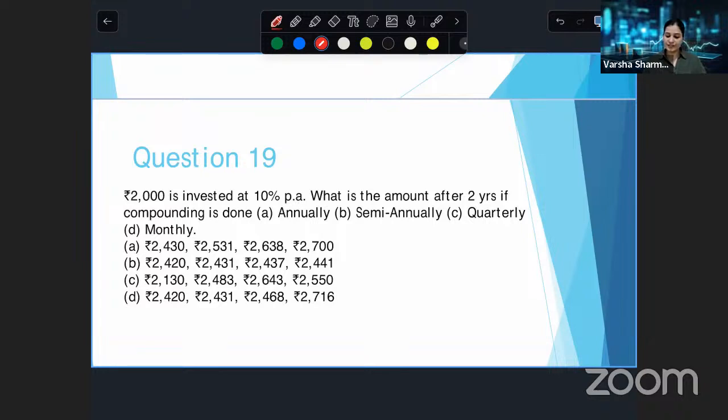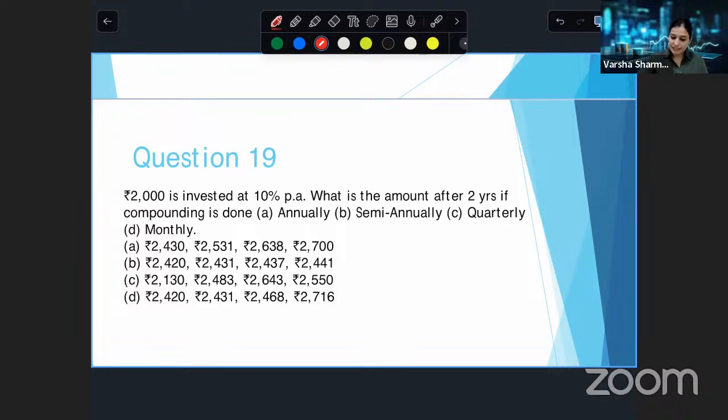Rupees 2000 is invested at 10% per annum. What is the amount after 2 years if compounding is done annually, semi-annually, quarterly, monthly? See, let's calculate for a year which does not have the same option. For the first one, 2420 is same. For the second one, 2431 is same.